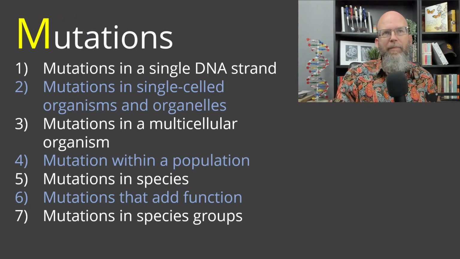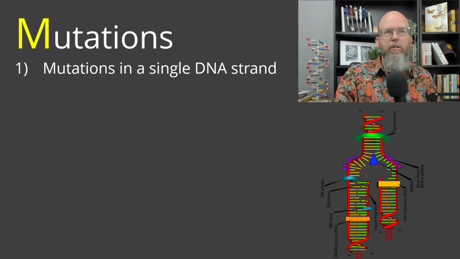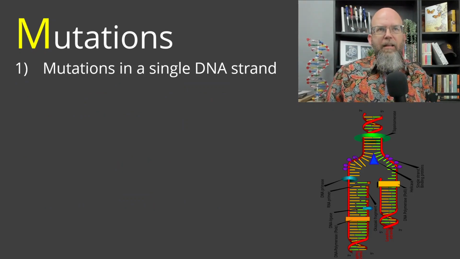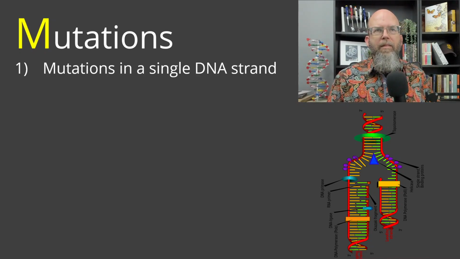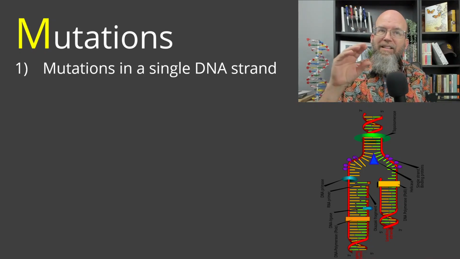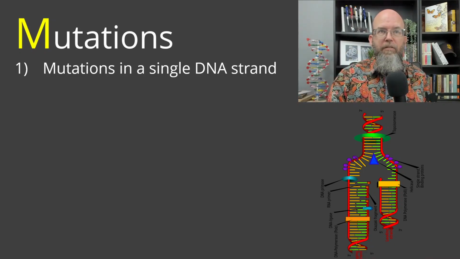All right, so back to my outline, but let's go to item number 1. Mutations in a single strand. So this is the easiest way for me to illustrate that we can know, I think very definitively, where some mutations happen because we can see those mutations. And I'll even say that the cell can see mutations. It knows which base is mutated and which one isn't.